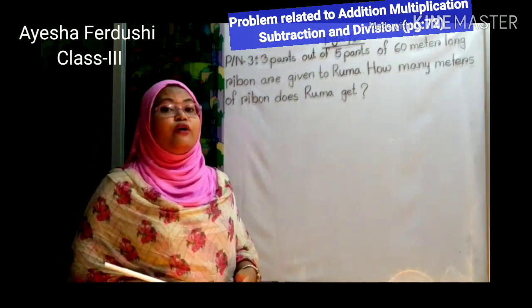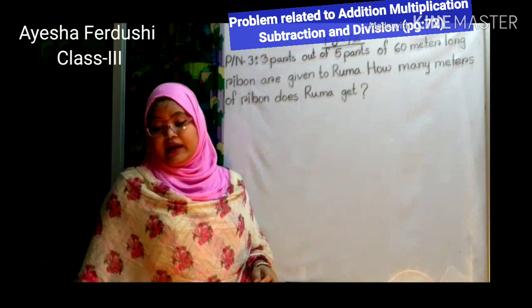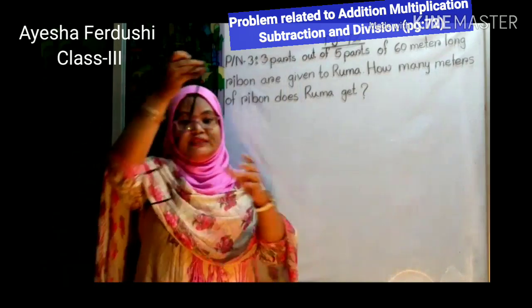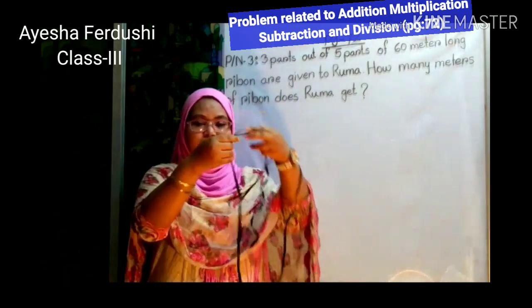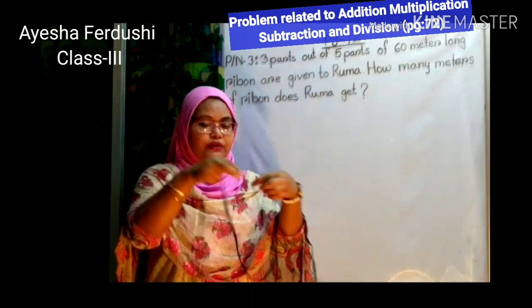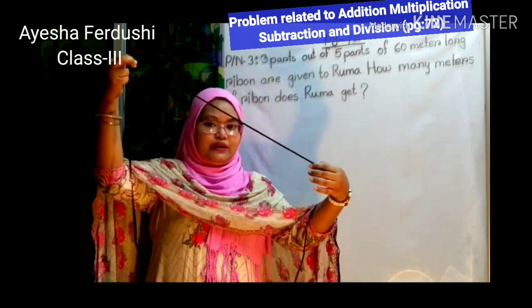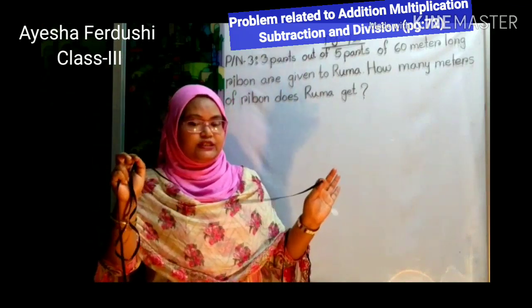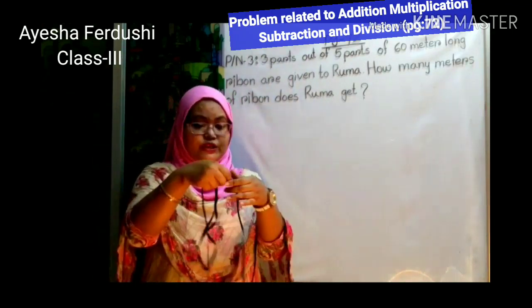At first you have to understand 3 parts out of 5 parts. That line means, suppose this is a ribbon. This is a black ribbon. I have a black ribbon to show you. Suppose this is 60 meters. Actually this is not 60 meters, I want you to understand.